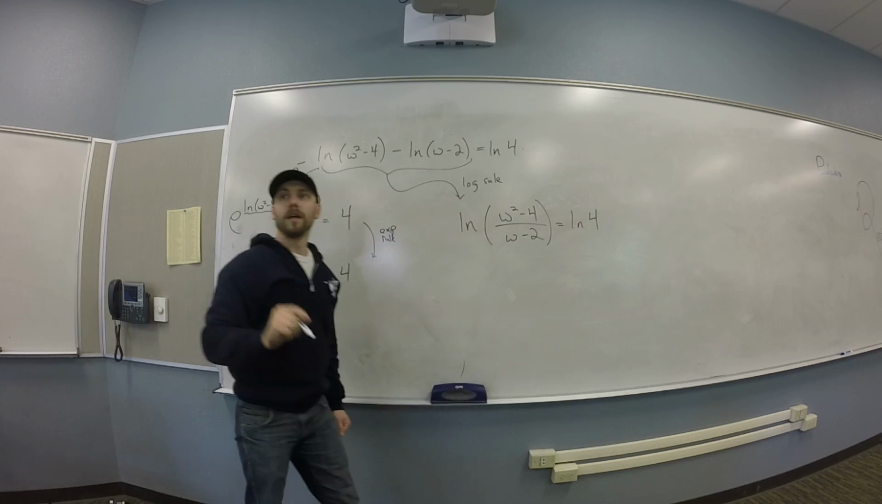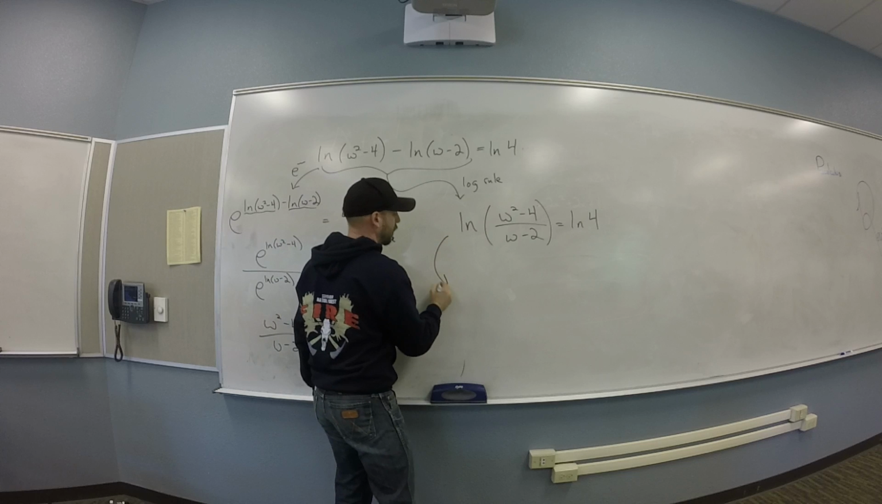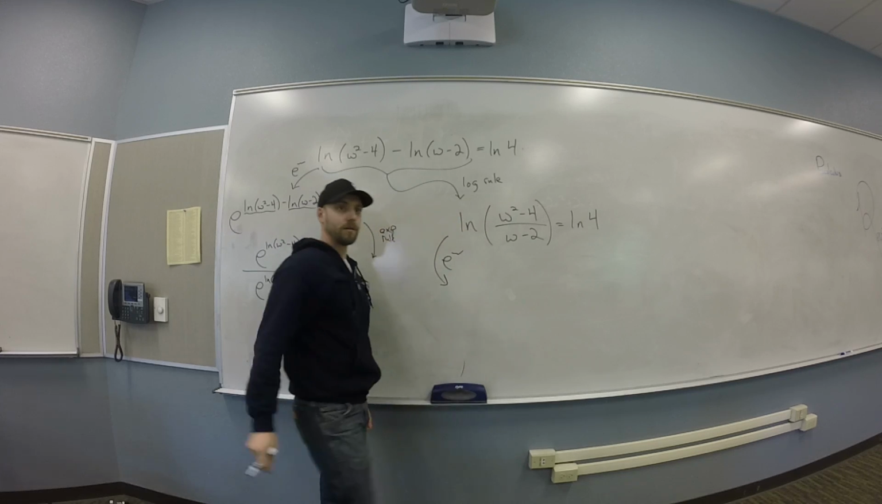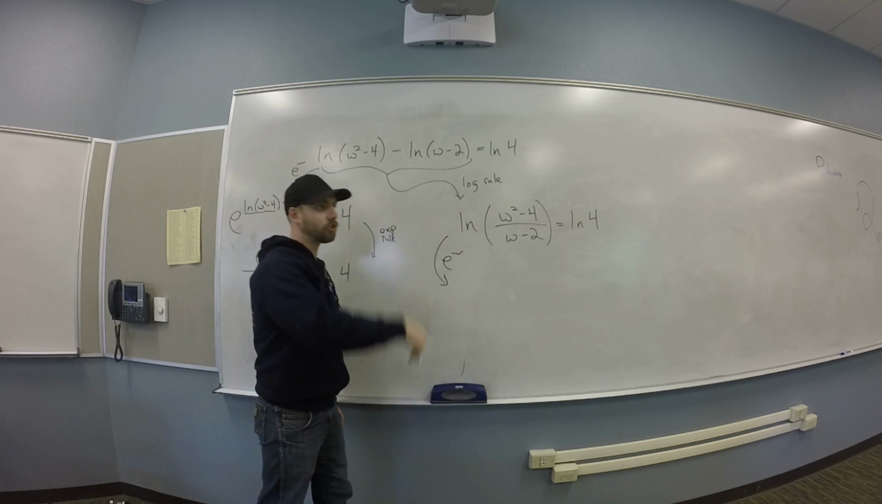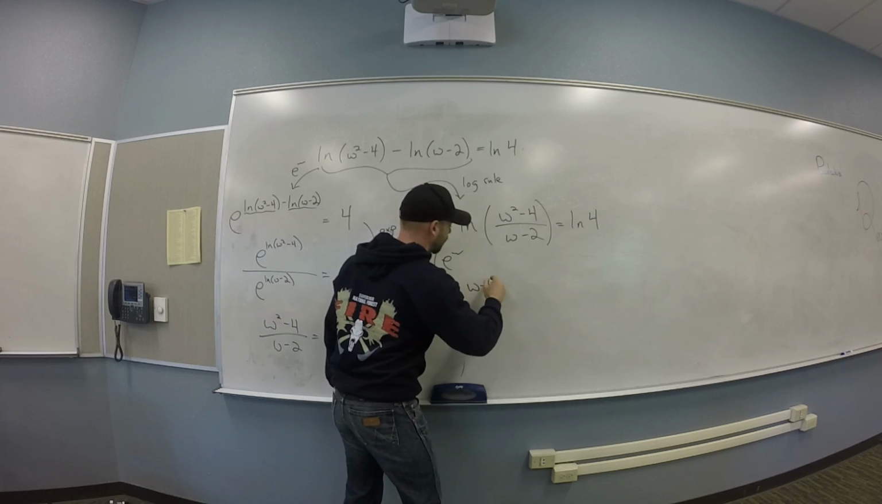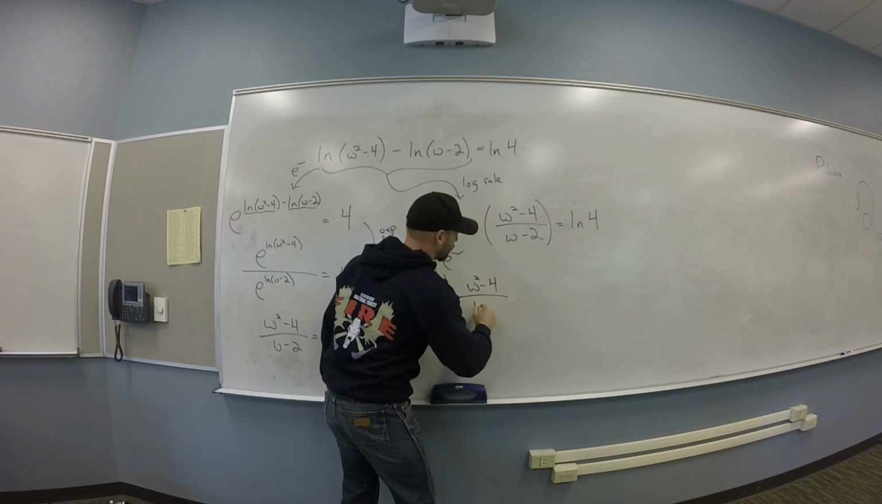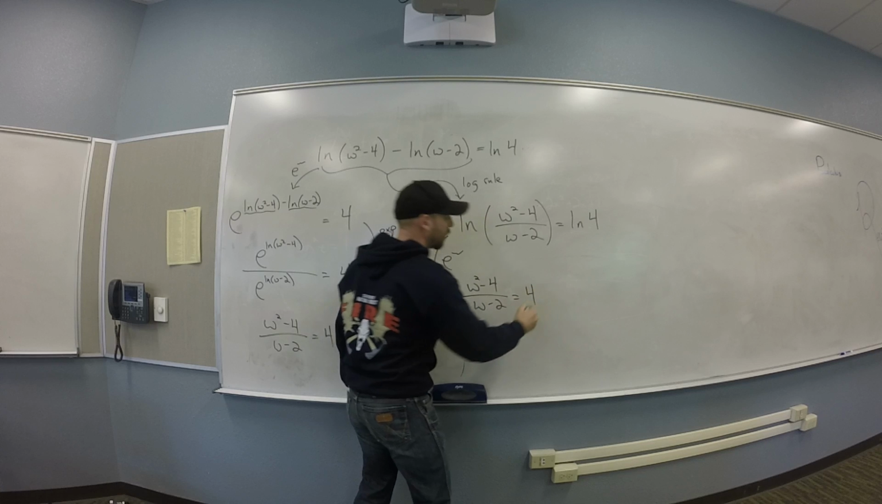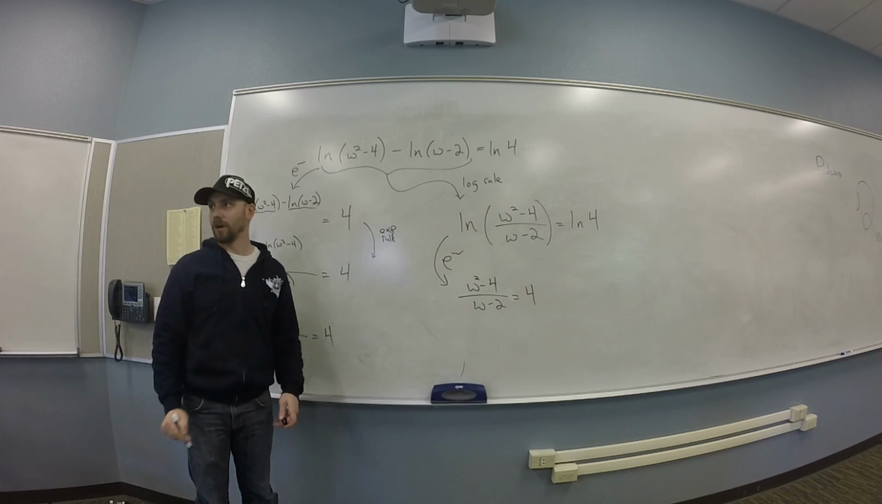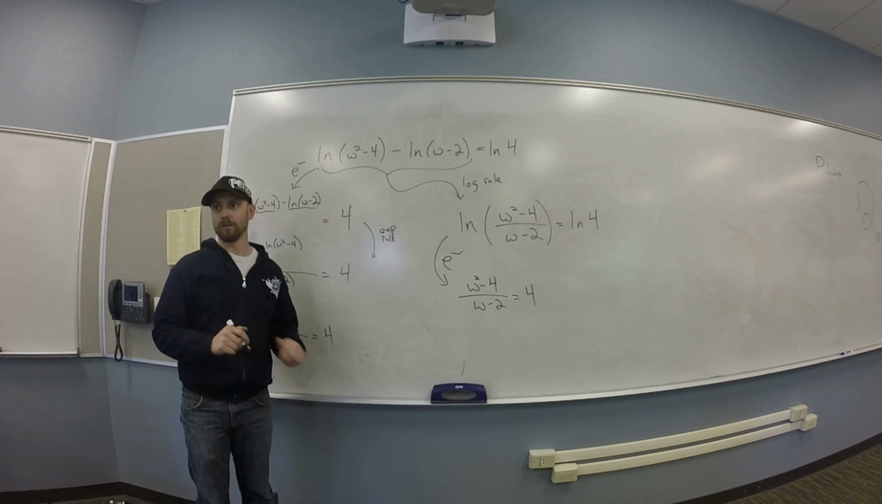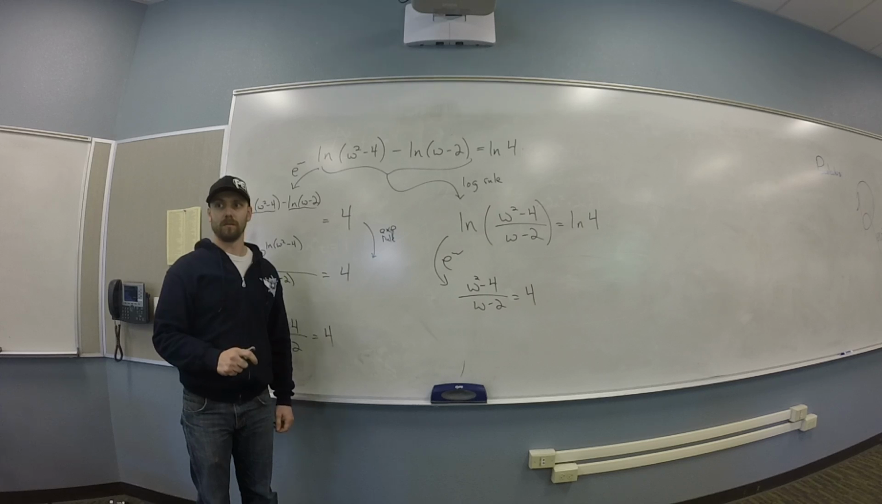Then do e to the stuff, and you get the same thing. The logs just drop straight off, and then you're at w squared minus 4 over w minus 2 equals 4. And you didn't have to think very hard about exponent rules. The first one's a little bit more subtle.